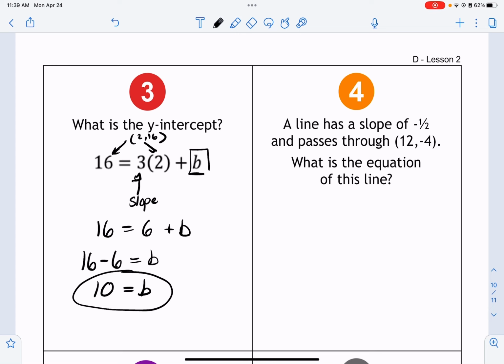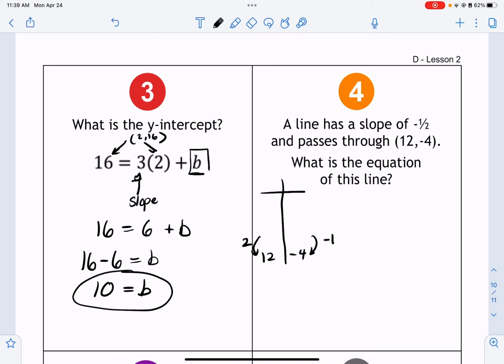All right, a line has a slope of -1/2 and passes through 12, -4. What is the equation of this line? There are many different ways you could solve this problem. If you wanted to, you could kind of break out the table here. We know that the rise was -1, or the -1 going this way. And we know that the run was 2, right? So we could work backwards almost the same way that we did last time. And that might work for a lot of you.